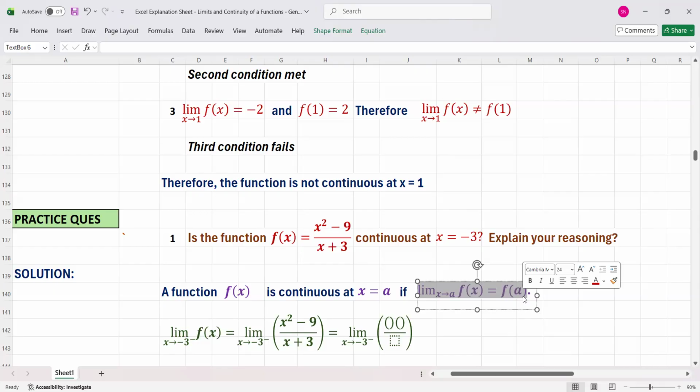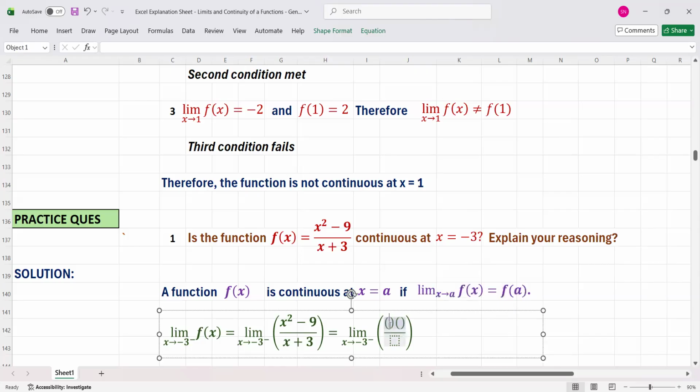So we must first of all take our time and substitute into these functions. But remember, this is a rational function. So we are going to place the numerator in the form of its factors. The numerator is a difference of 2 squares, x squared minus 9. And that should give us x plus 3 and x minus 3, isn't it? Okay.